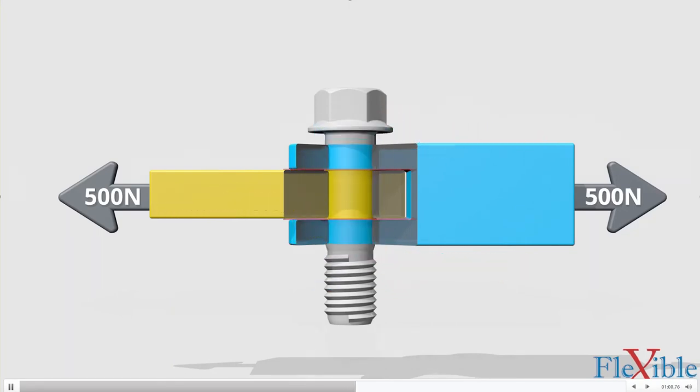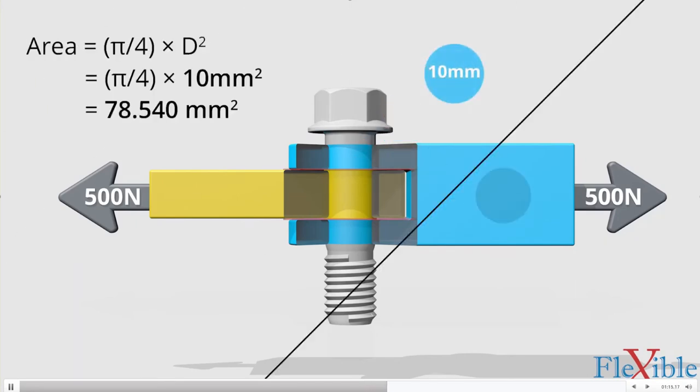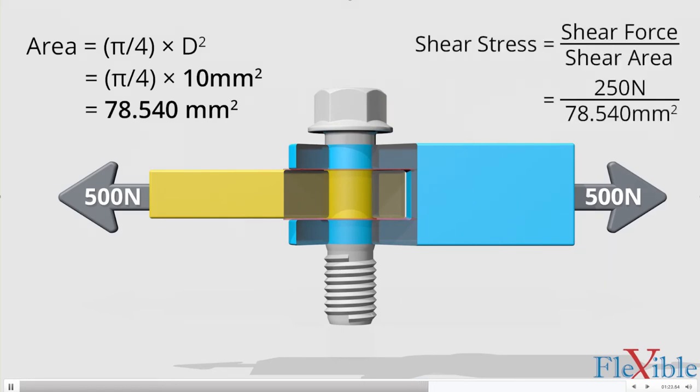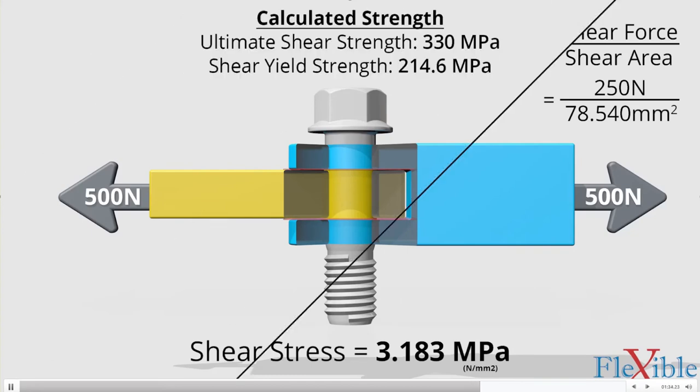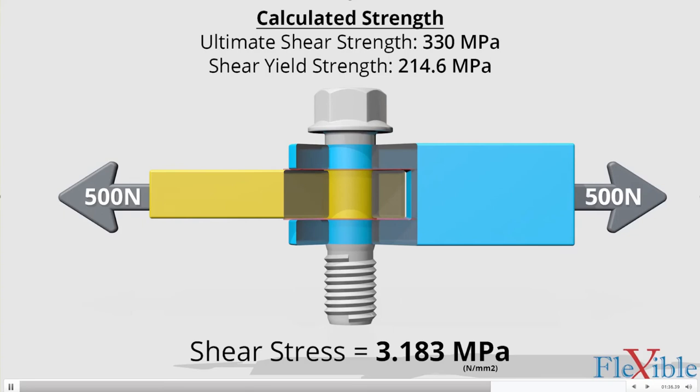Next, we will calculate the area of the shear planes. Since the bolt is a cylinder, the shear planes will be circles. We could use the formula pi divided by 4 times the diameter squared, which gives us an area of 78.54 millimeters squared. Next, we can calculate the shear stress at each plane by dividing the shear force by the shear area. In this example, the shear stress is 3.183 megapascals. Our fastener's shear yield strength is over 65 times the shear stress it will experience from a load of 500 newtons.